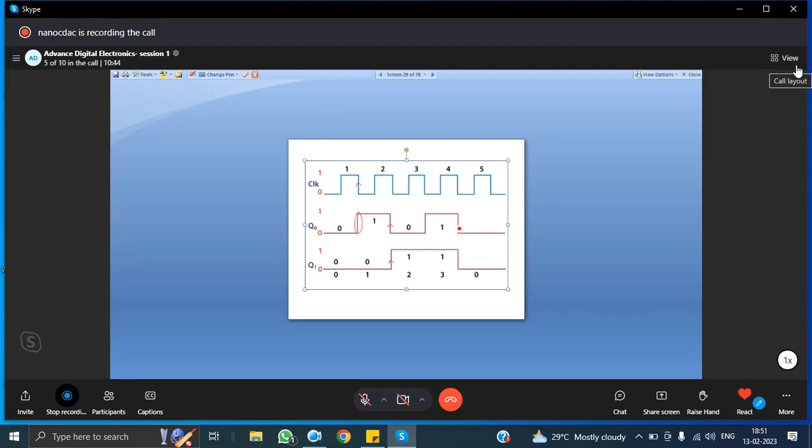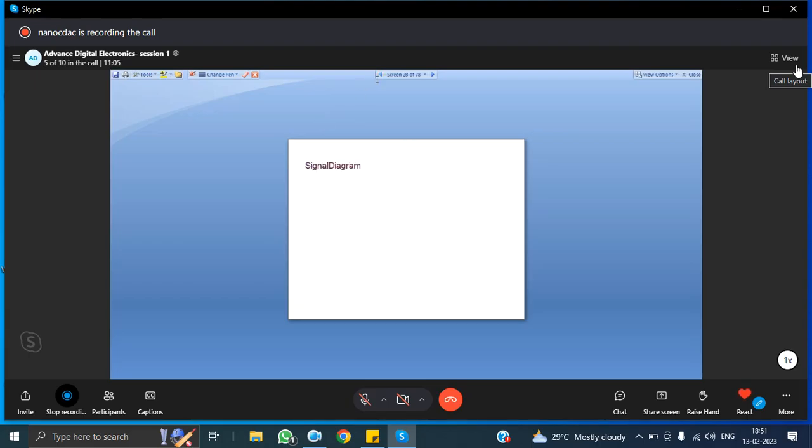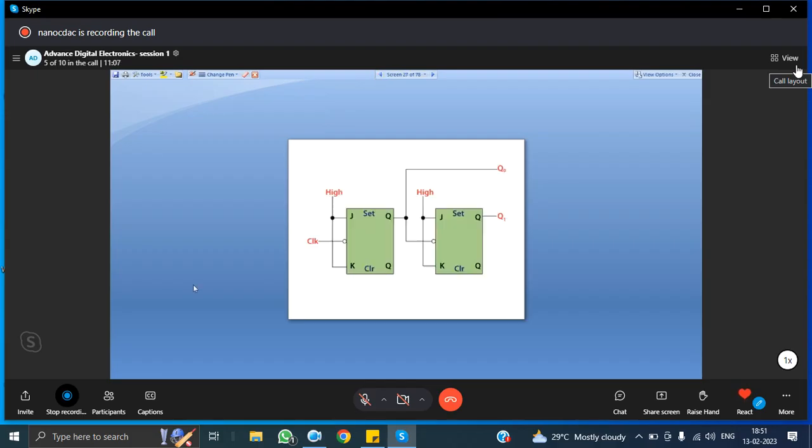Whatever value it takes, it holds till the next negative edge. During this next negative edge, Q1 takes the value 0. Whatever value it takes, it will hold till the next negative edge of Q0. You can see the figure. If I keep the figure and timing diagram in the same slide, that will be good.